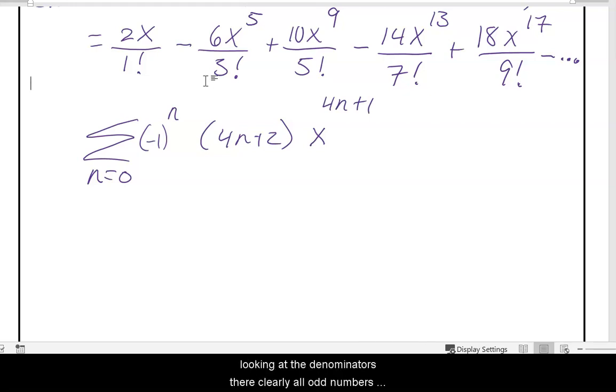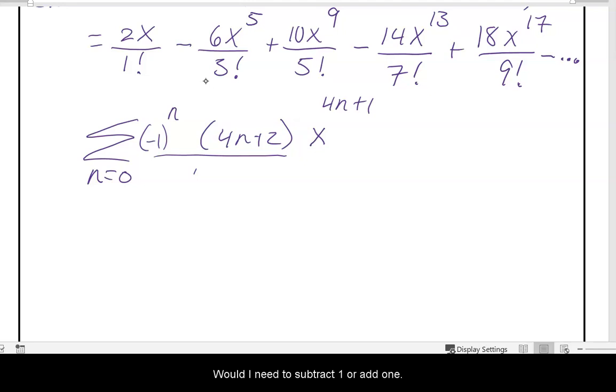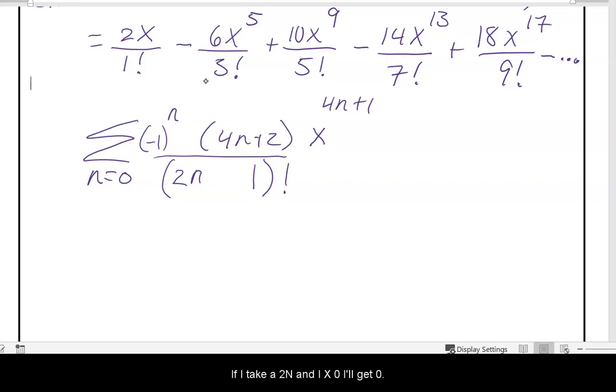When I'm looking at the denominators, they're clearly all odd numbers in the factorials. To get an odd number, I have to double and then either add 1 or subtract 1. If I'm starting with n equals 0 and I want the very first one to be 1, would I need to subtract 1 or add 1? Let's think about what would happen. If I take a 2n and I multiply by 0, I'll get 0. But the first denominator does need to be a positive 1 factorial, so I need to add 1. If you check, this will generate all the denominators that you have.